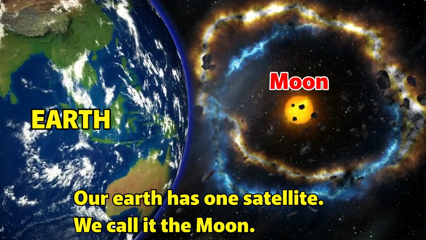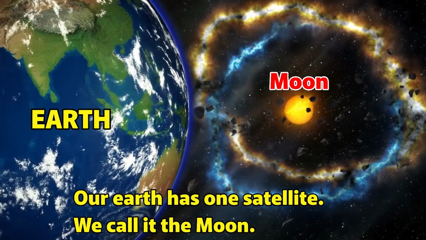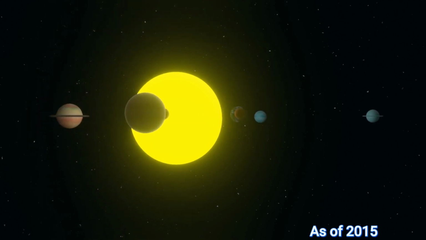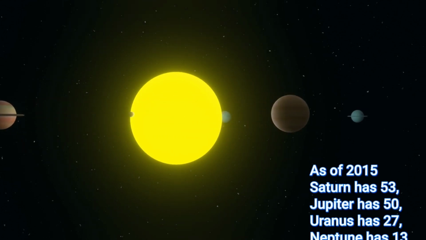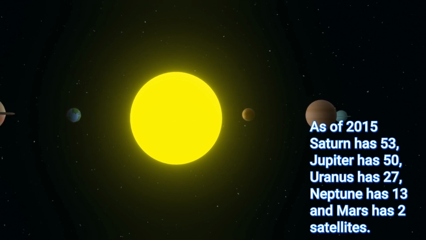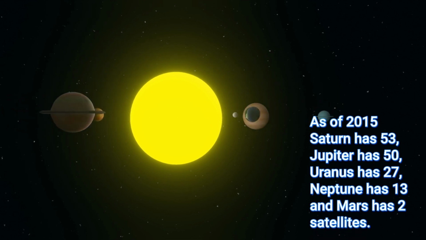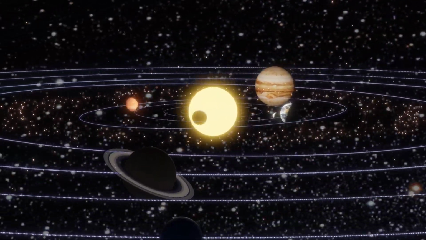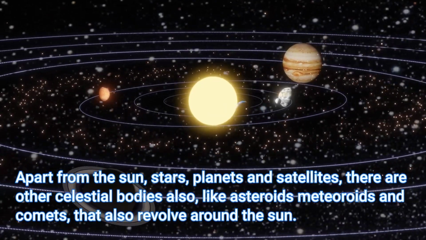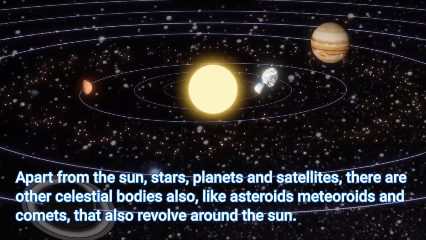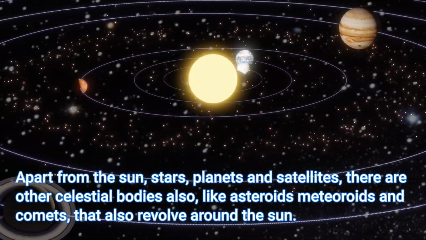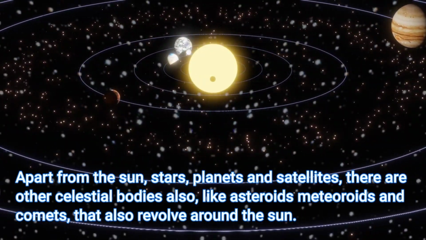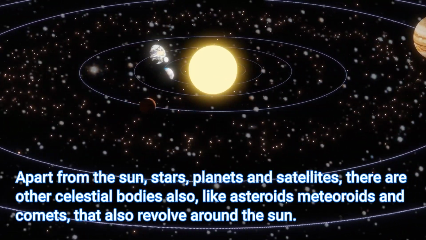Our Earth has one satellite. We call it the Moon. As of 2015, Saturn has 53, Jupiter has 50, Uranus has 27, Neptune has 13 and Mars has 2 satellites. Other celestial bodies in the solar system: apart from the Sun, stars, planets and satellites, there are other celestial bodies also, like asteroids, meteoroids and comets, that also revolve around the Sun.